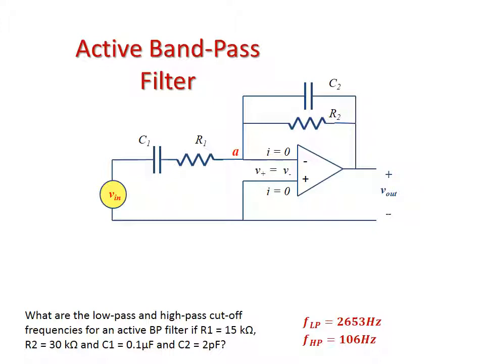So again, all we're doing is using those same two equations in order to solve to find our low pass frequency and our high pass frequency. And what this means is that the good frequencies that we want are going to be somewhere within the range of 106 hertz to 2,600 hertz. In that range, we're good. Outside of that range, we're going to be cutting them off increasingly.